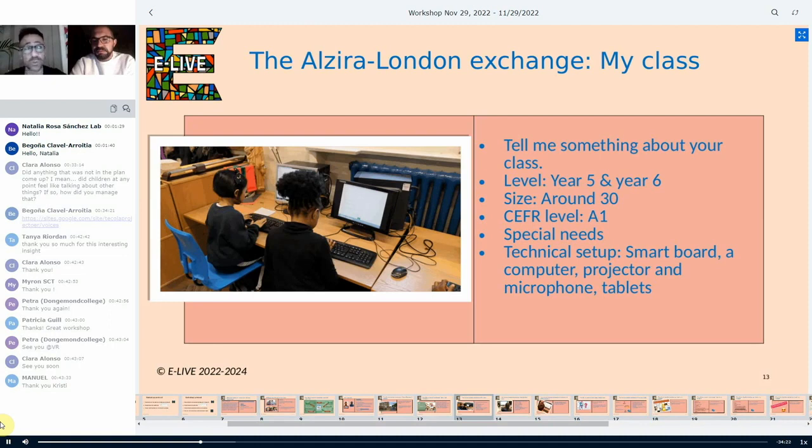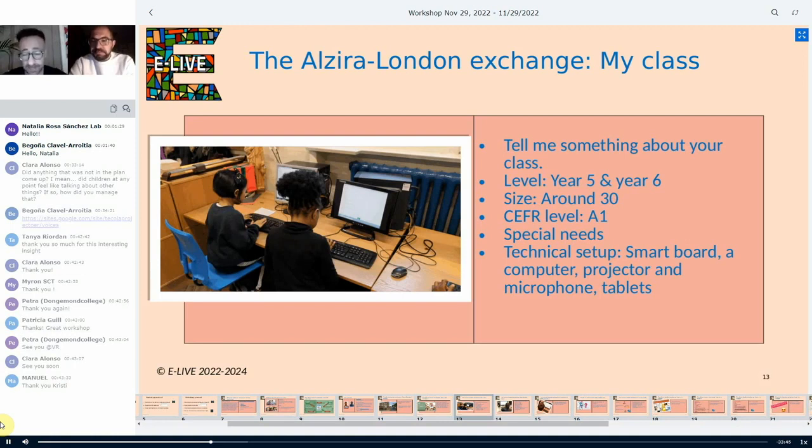The technical setup that we needed to do our exchange was smart boards, of course, computers or tablets, internet connection that sometimes is not as good as we want, and projector, microphones, basic stuff. Because as I told you, our area is a challenging area, even financially as well, no? And we have to use what we had, and that is what we still have nowadays.